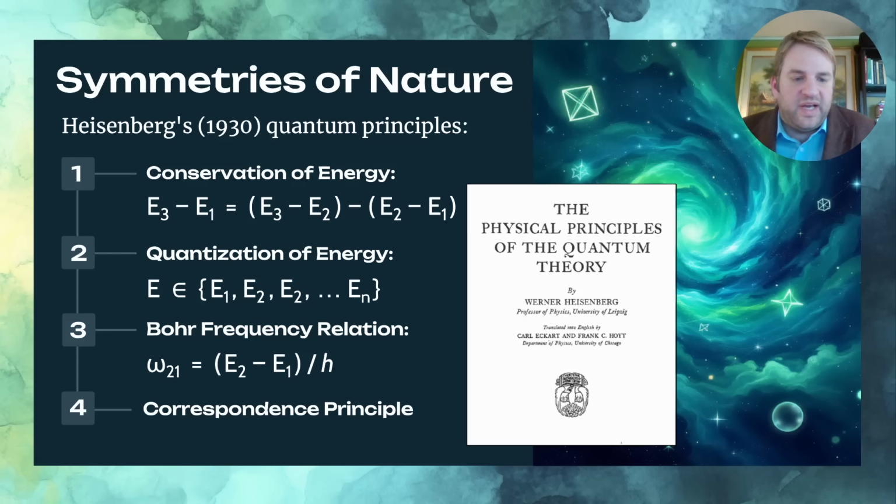So he took these three things, conservation of energy, quantization of energy, and the Bohr frequency relation, which emerged from the quantum of action, and he used the correspondence principle to reason about how a quantum theory of mechanics should look based on what we already know about classical mechanics, Newton's laws and the Hamiltonian principle and such. And from this, he was able to effectively derive quantum mechanics in its textbook form as we still see it today.